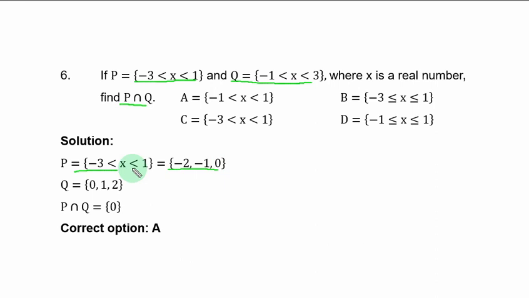Then set Q by the given range, you have 0, 1, 2, because minus 1 and 3 are not inclusive, so the intersection is 0. If you look at the options, the only option with element 0 is option A. By this range, minus 1 and 1 are not inclusive, so you have only 0. So A is the correct option.